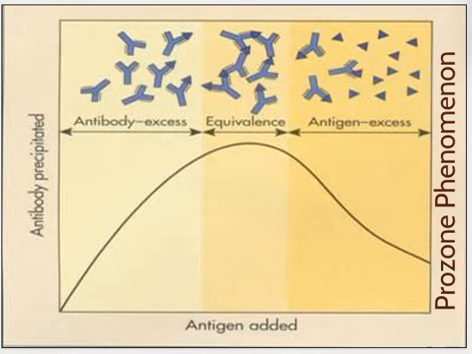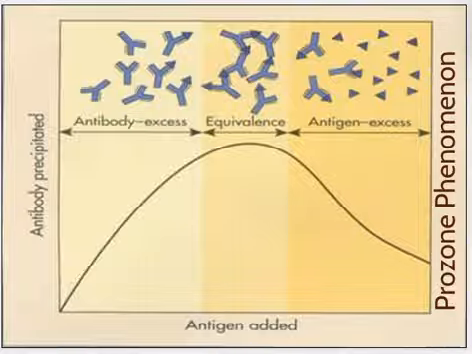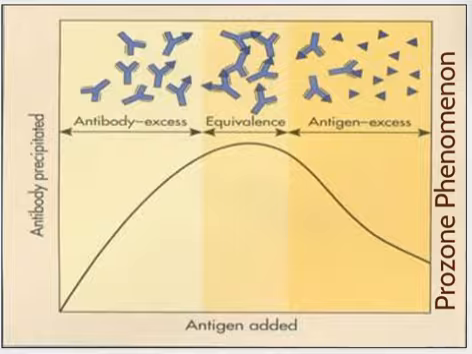The prozone phenomenon is a fascinating aspect of antigen-antibody reactions. It occurs when there's an excess of antibody relative to antigen, preventing proper lattice formation and thus reducing precipitation. As antigen is added, antibody precipitation increases until it reaches an equivalence point, then decreases again if antigen becomes excessive. Understanding this helps prevent false negative results in serological tests by recognizing the zones of antibody excess, equivalence, and antigen excess.